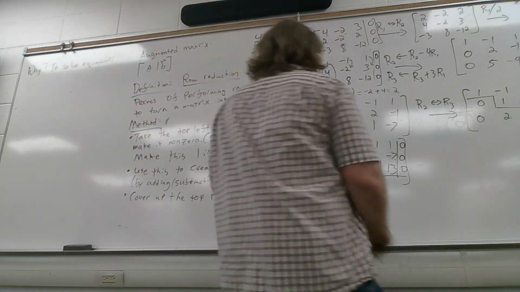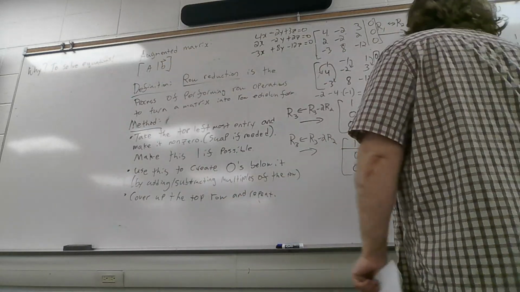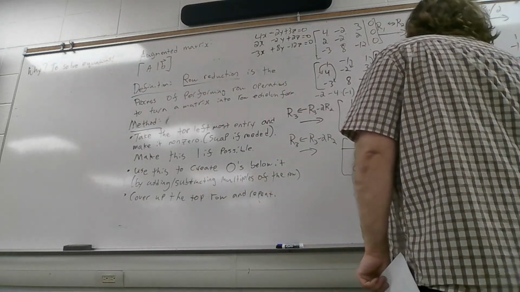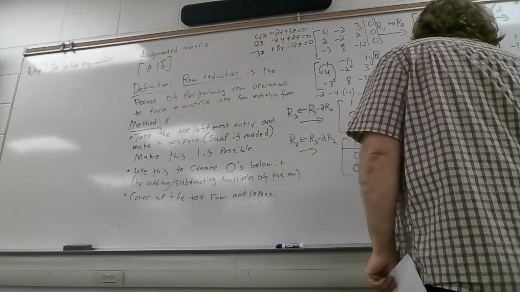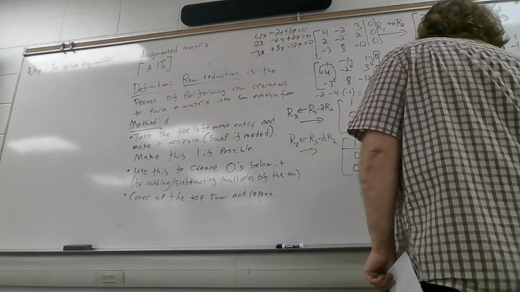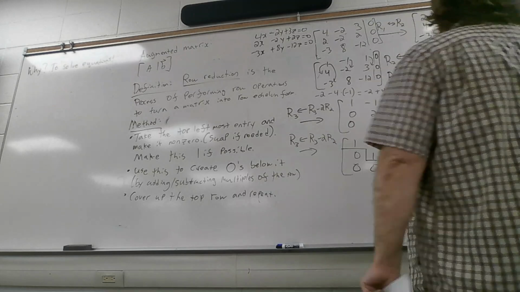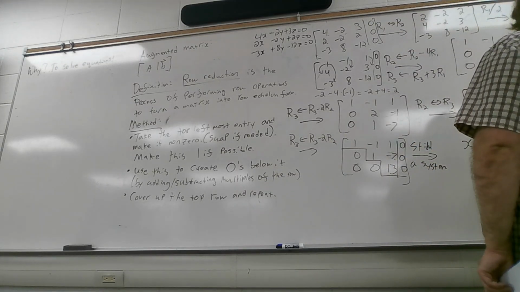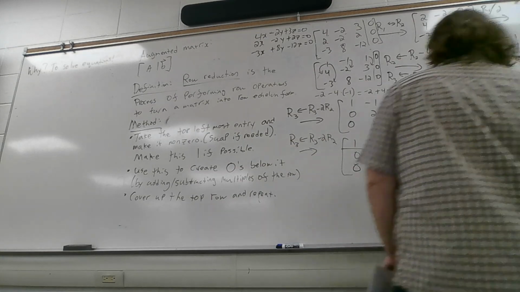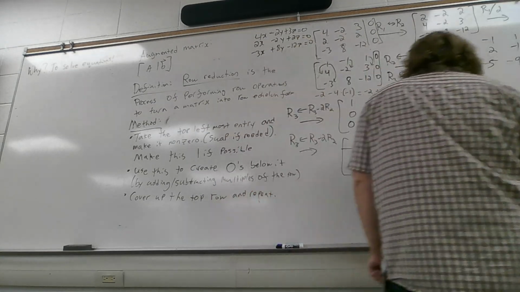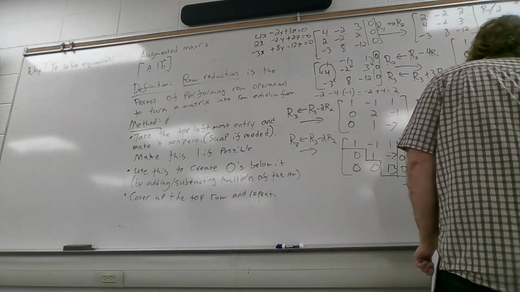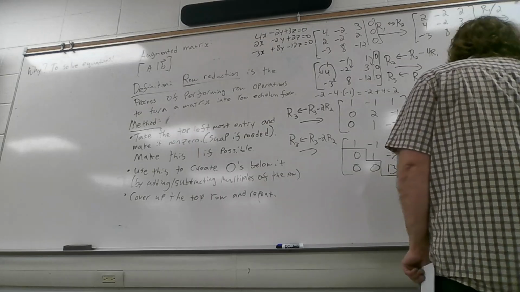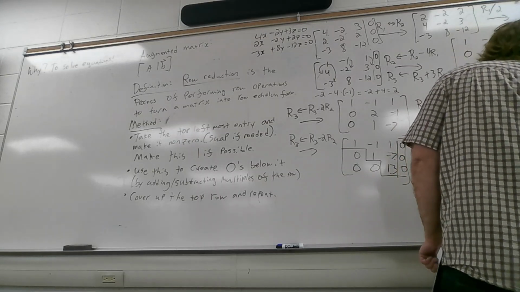But now if we look at this, this still represents a system of equations. Oh, let's read it off. X minus y plus z equals 0. That's that first equation. Y minus 7z equals 0. And 13z equals 0.